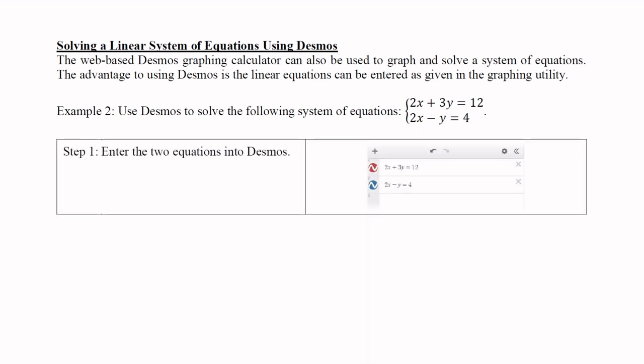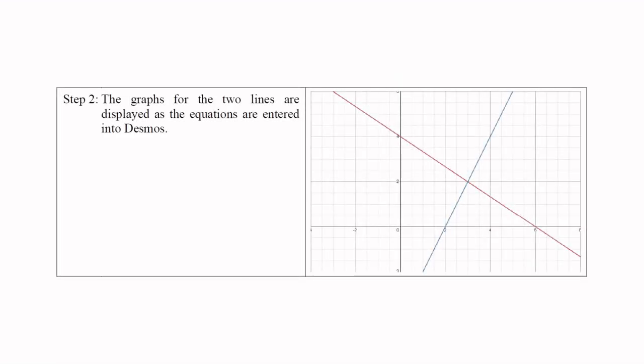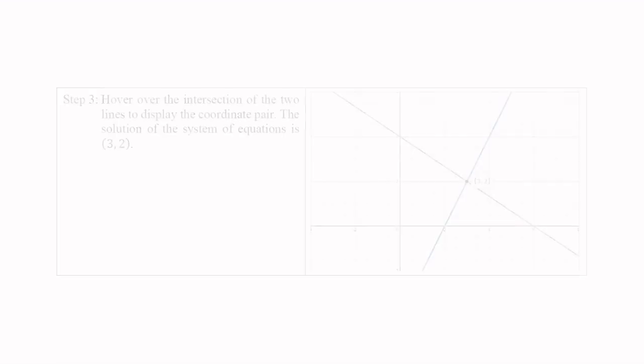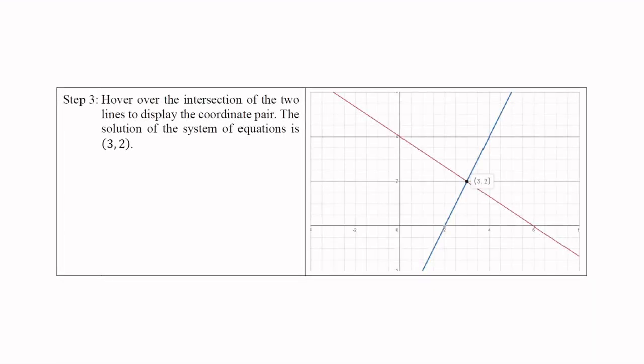You're going to enter the two equations into Desmos, just as they are. The graphs for the two lines are displayed as the equations are entered in Desmos. So here we can see that we have one solution. You can hover over the intersection of the two lines to display the coordinate pair, and the solution of the system of equations is 3, 2.